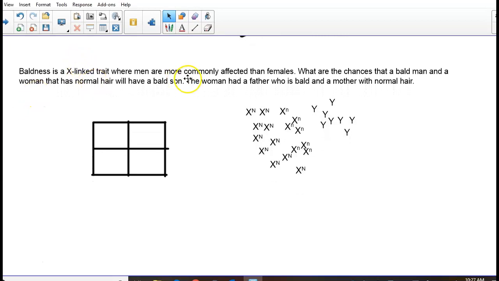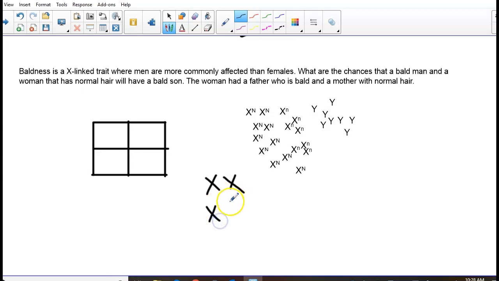Baldness is an X-linked trait where men are more commonly affected than females. What are the chances that a bald man and a woman that has normal hair will have a bald son? The woman had a father who was bald and a mother with normal hair. So it's a lot of information, right?